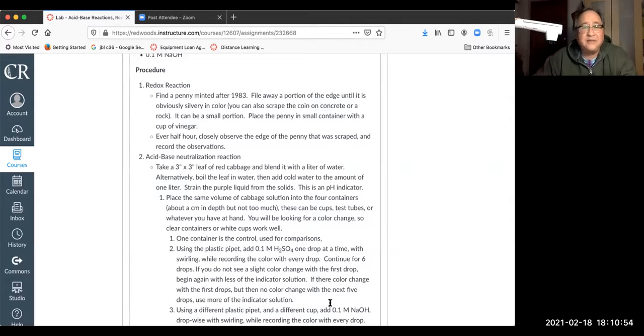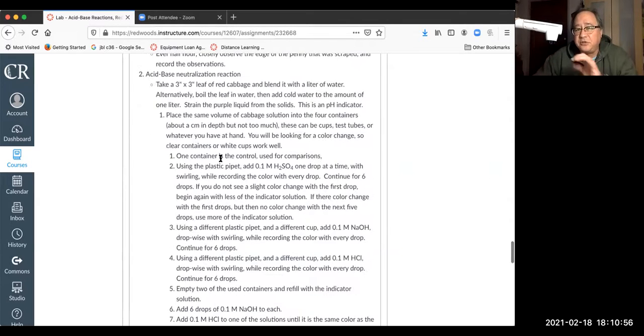Okay, there being none, the acid-base neutralization reaction. What you want to do is some acid-base reactions, but to be able to see acid-base reactions happening, you need a pH indicator. And so the pH indicator you're going to make is one where you use red cabbage and you boil it in water. Or you could blend it in a blender with water. You don't need to heat it up.